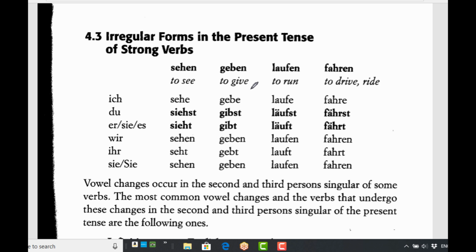How about geben? What is the change there? The first vowel changes from an E to an I. Good. And then it reverts back to the regular vowel in all the plural forms. How about with laufen? What's the change there? Laufen just picks up an umlaut over the A. Great. Okay. But otherwise stays the same. And then they have a huge list of verbs. So this is one thing that you need to learn, but it's not too hard to actually learn these.